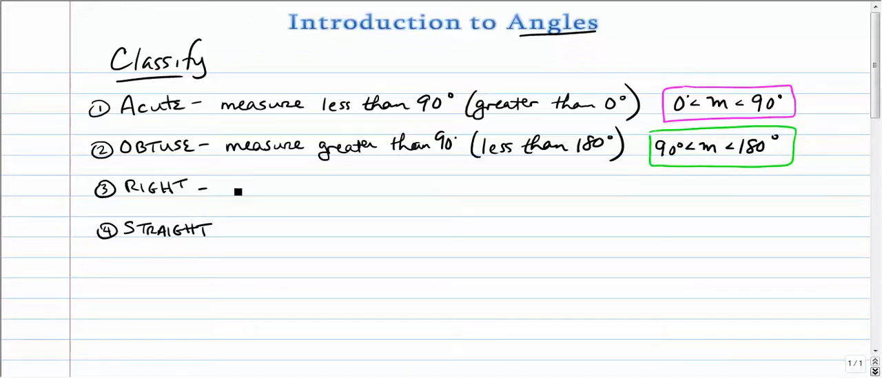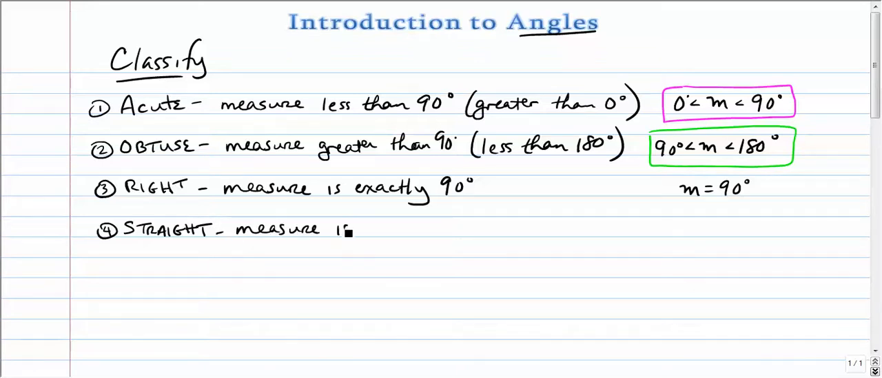A right angle is an angle whose measure is exactly 90. If we were to use this notation again, it would be a little easier. And a straight angle is an angle whose measure is exactly 180. It's a straight line. So those are the basics.